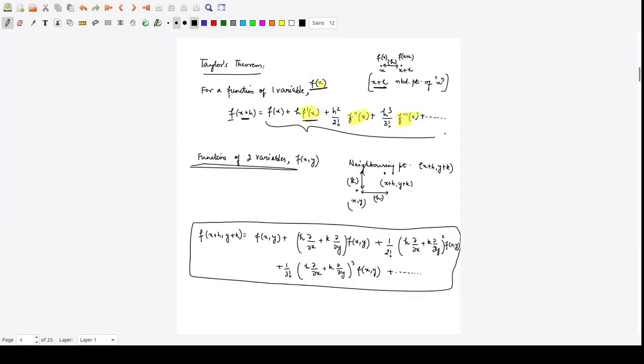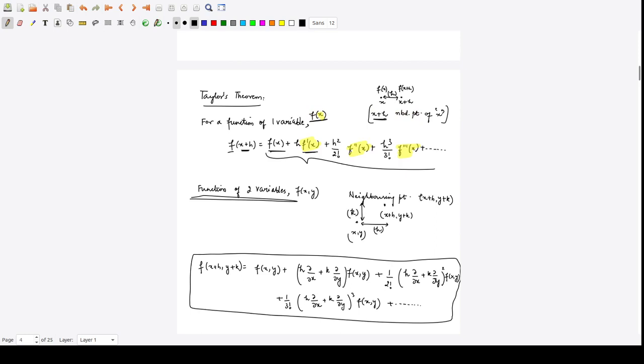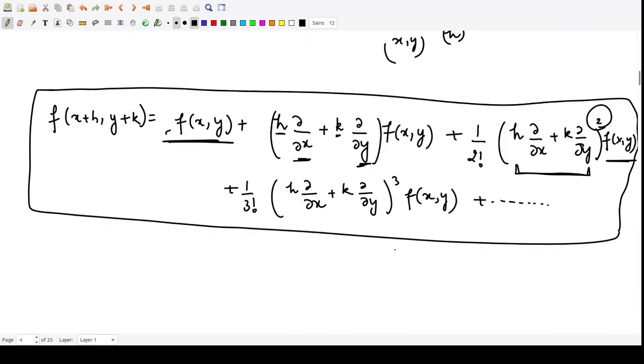So let's see how. Here, this is the same as this quantity, h into the first derivative with respect to x, plus k into the first derivative with respect to y, because we have two variables now. And here it was the second derivative with respect to x, and here we are defining the same operator applying on this function f twice. So this is very similar to that of the single variable. So this is the generalization. Okay.